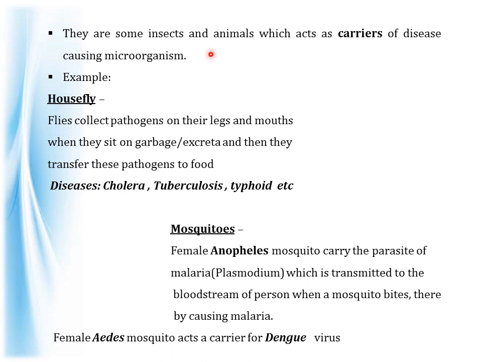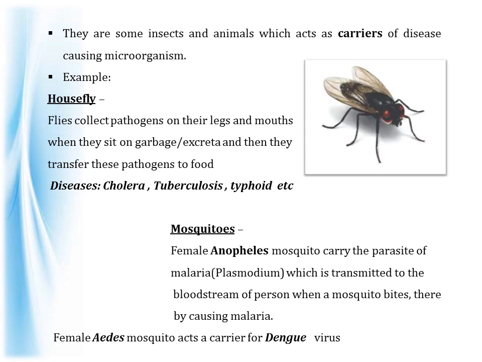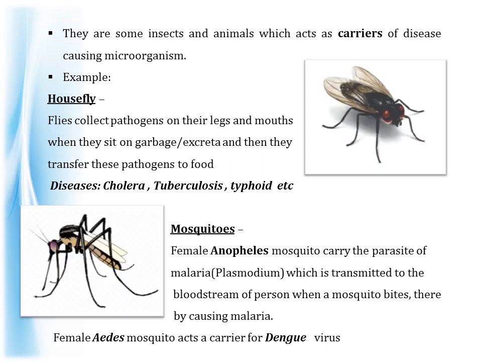There are some insects and animals which act as carriers of disease-causing microorganisms. That is, microbial diseases can also be spread by some insects and animals, and they are called carriers. Examples of such carriers are the housefly and mosquitoes. Now let's see how the housefly acts as a carrier of disease-causing microorganisms. The housefly collects pathogens on its legs and mouth when it sits on garbage or excreta, and then it transfers these pathogens to food.